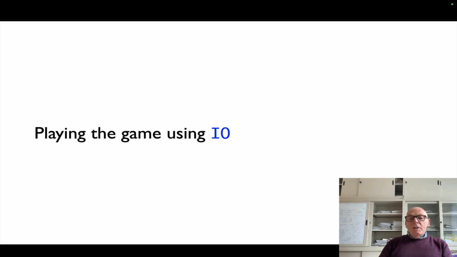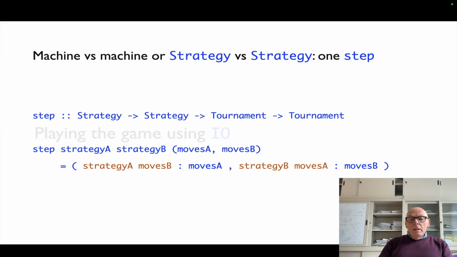In this final segment, we're going to look at how we can play this game interactively using the I/O construct in Haskell. So we can play the game without interaction. We can simply play two strategies against each other. And here is one step in such a thing.